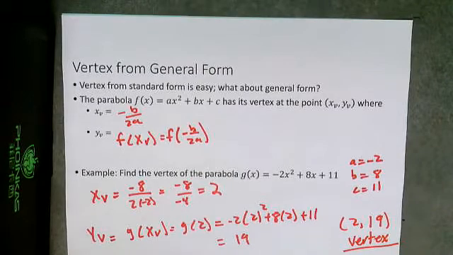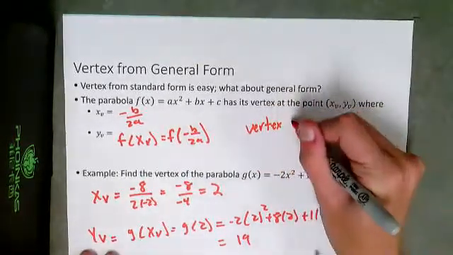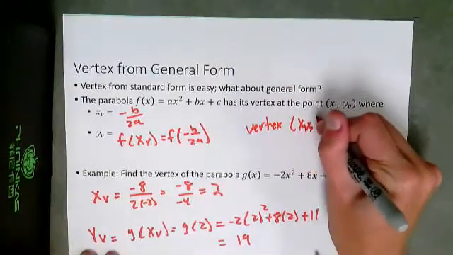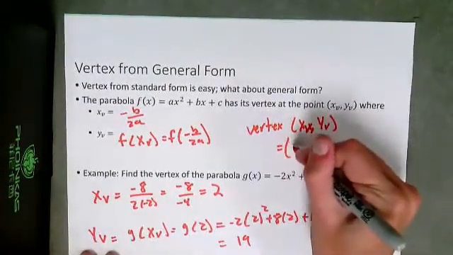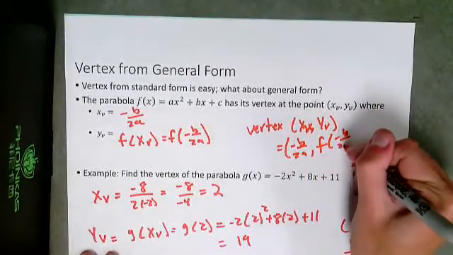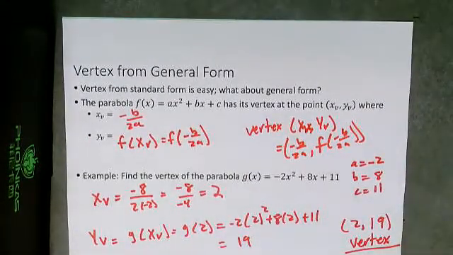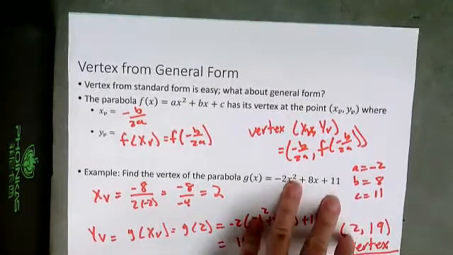So from general form, it's not that bad either. It just requires a little bit more work. And knowing that your vertex is (x sub v, y sub v), which is negative b over 2a comma f of negative b over 2a, right? A few different ways to write it because we've labeled it that way. But anyway, you get the general idea. So now let's go from one form to the other.